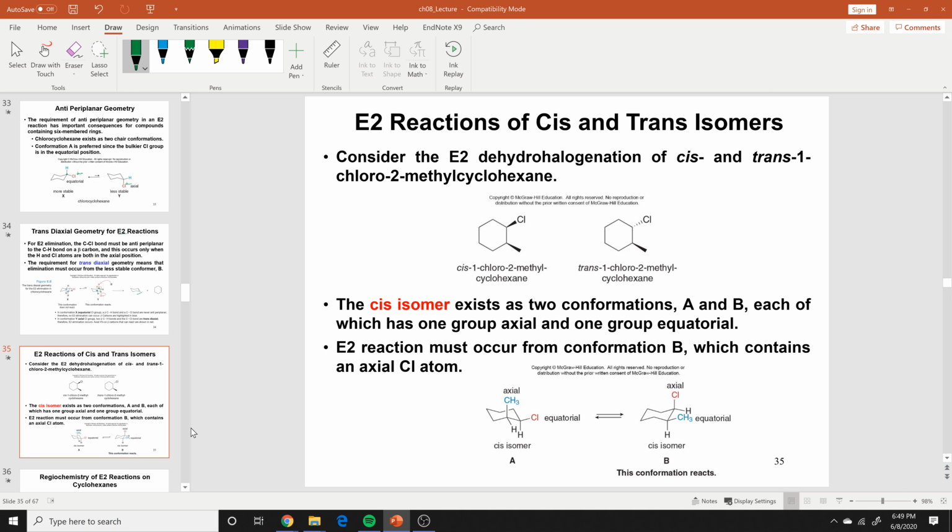Up stays up, okay? For E2 elimination to happen, the hydrogen and the leaving group have to be trans-diaxial with respect to each other. I can easily locate my alpha carbon, the one that has a halogen. I want my halogen to be on the axial. I don't want it to be on the equatorial. So this conformation does not do any E2 reaction. But there is an E2 reaction here because my chlorine is on the axial, so I just have to find my beta hydrogen.